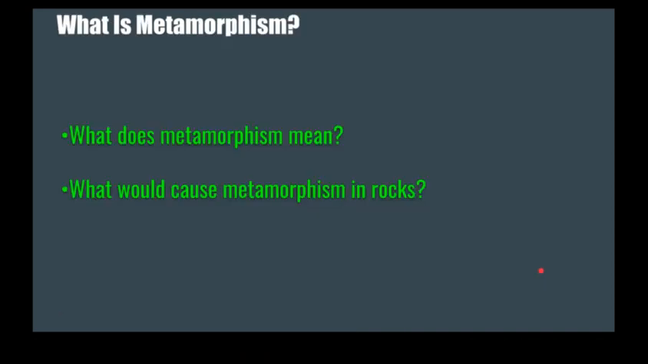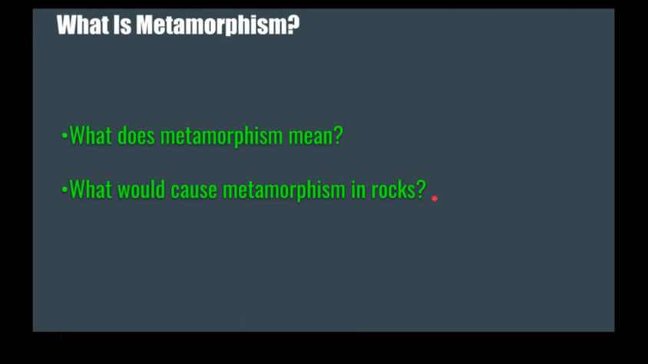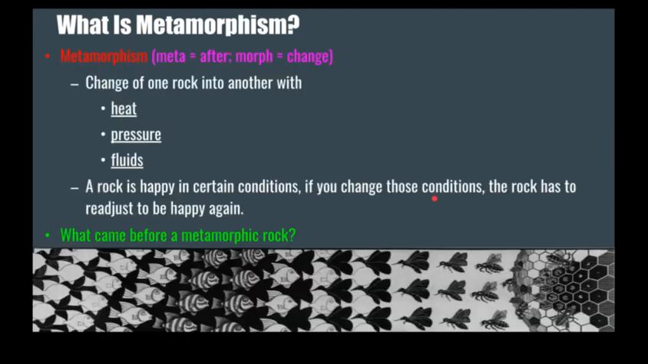And so that brings us to this question: what does metamorphism mean, and what would cause metamorphism in rocks? So let's talk about each one of these. Metamorphism is essentially a way of saying change from one rock into another. It's a word you may have heard used for butterflies when they change from a caterpillar to a chrysalis to a butterfly. You can change one rock into another with heat, pressure, or fluids.